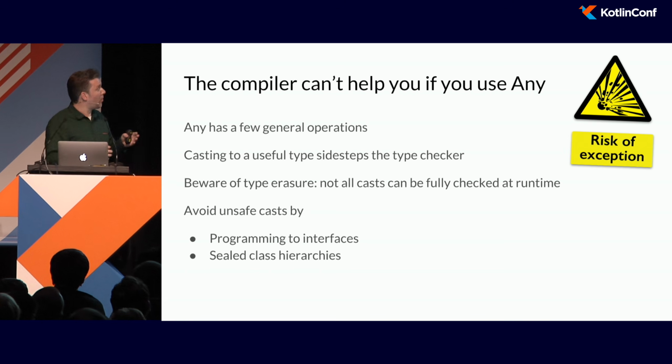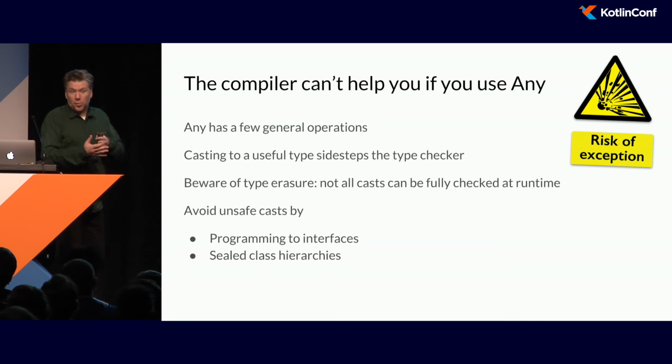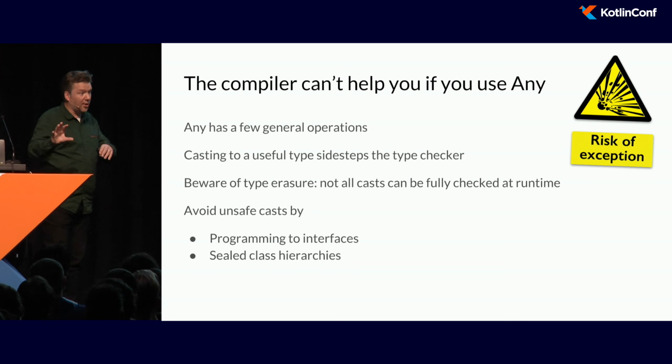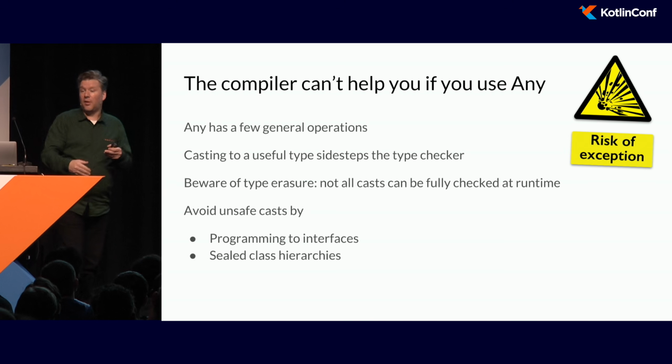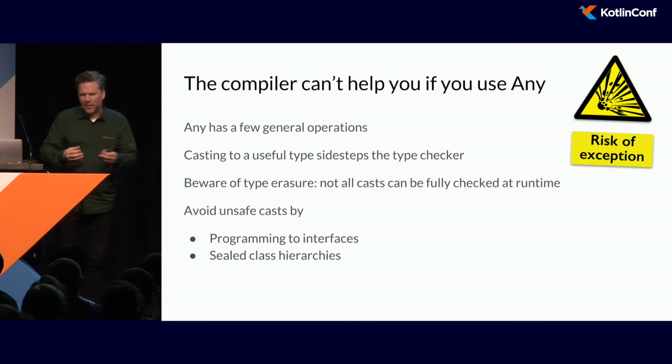So we can avoid this problem by programming to interfaces, as we do in Java. So we don't care what the actual class is. We just know that we're passing in a value that implements a particular interface and therefore has a particular type, and the operation is on that type.